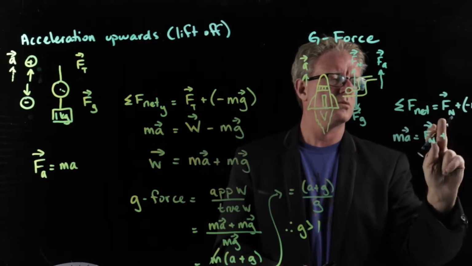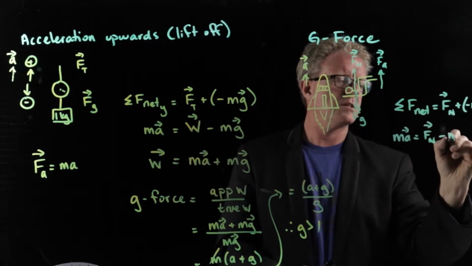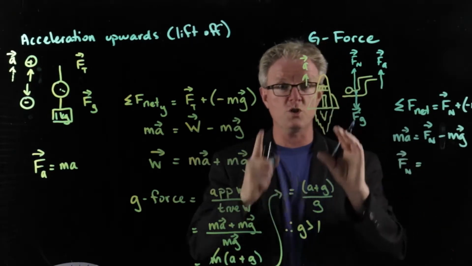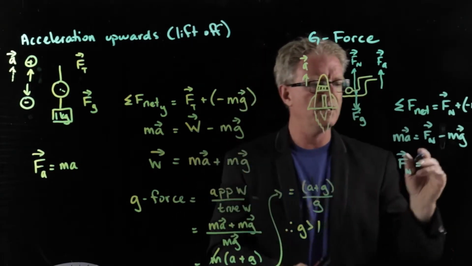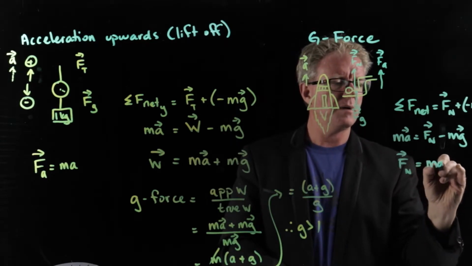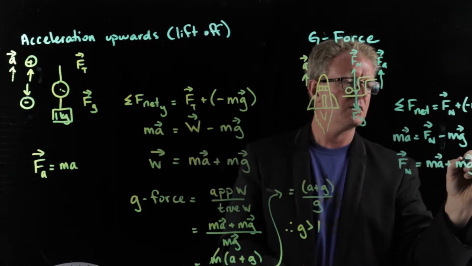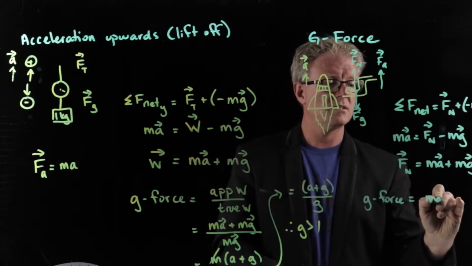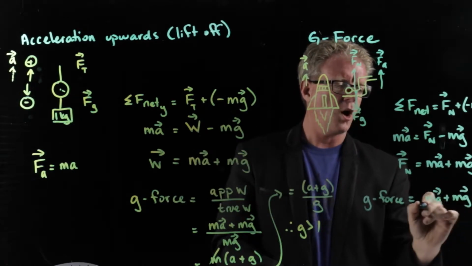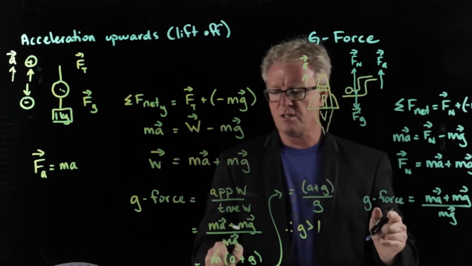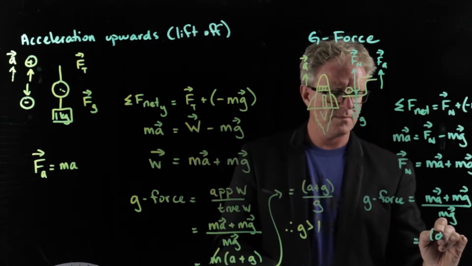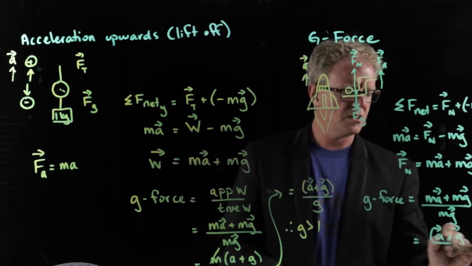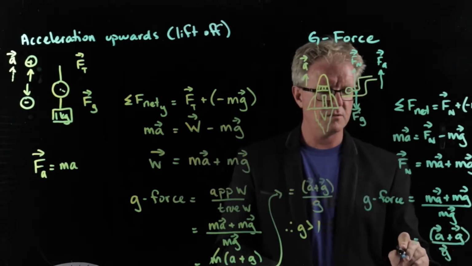So normal force minus mg. So the normal force that you experience on your chair inside the capsule would be ma plus mg, right? Therefore, the g-force that you experience would be that over mg, just like we have over here, and it does the same, right? Acceleration plus g over g, and that's going to be greater than 1.